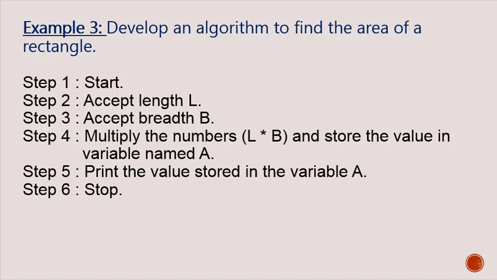So in step 4 we are multiplying L with the variable B, and storing the resultant value, the area, in another variable named A. At last, in step 5 we are printing the value stored in the variable A, and step 6 is again the stop, the end of the algorithm.